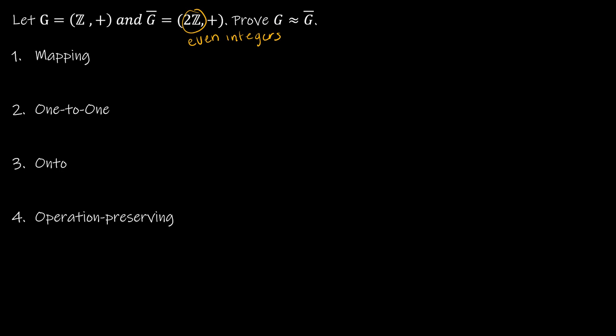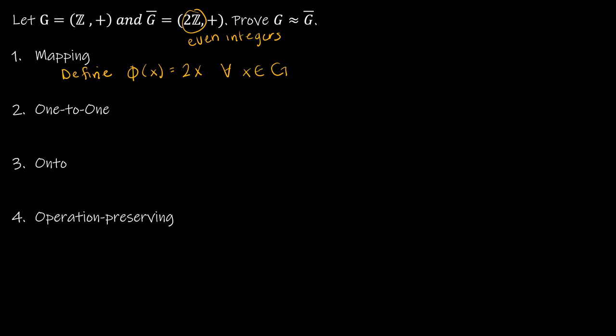Now this is an example, obviously, of two infinite sets. So our mapping is not going to list out the values and which value of G maps to which value of G bar. Instead, we're just going to define phi of x to be 2x for all x in G. Again, every integer, we'll just multiply it by 2, and that will make it an even integer.